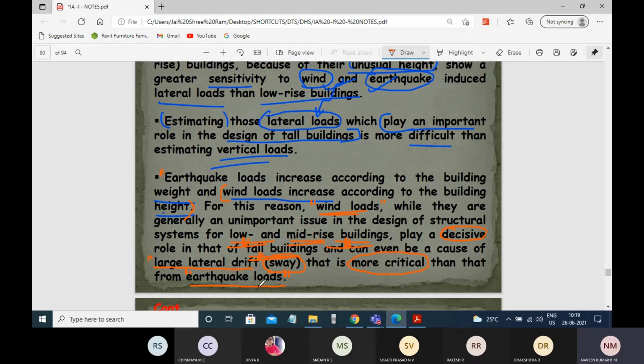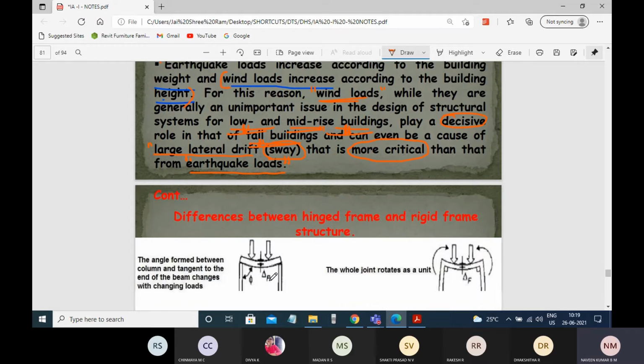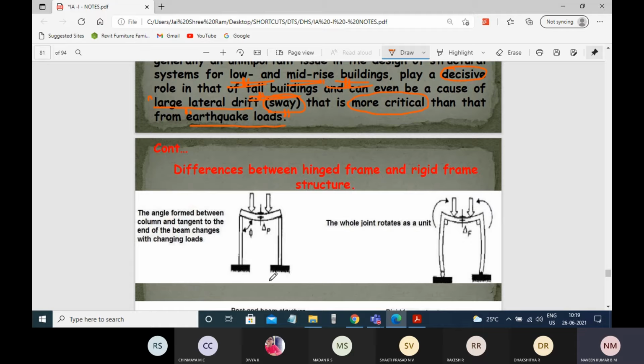So they are telling that for tall buildings, wind loads are more important when compared to earthquake loads. Okay. So this is the difference. You can see what is mentioned in this figure.